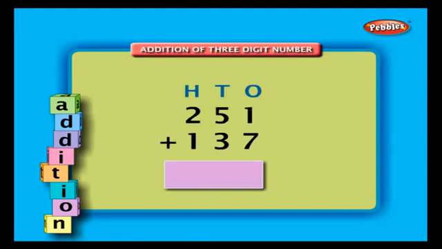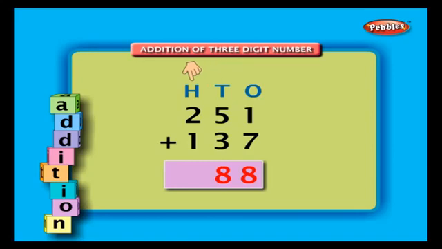Example 2. Add 251 and 137. Arrange the numbers in column. First add ones column. 1 plus 7 is equal to 8. Write 8 below the ones column. Next add tens column. 5 plus 3 is equal to 8. Write 8 below the tens column.